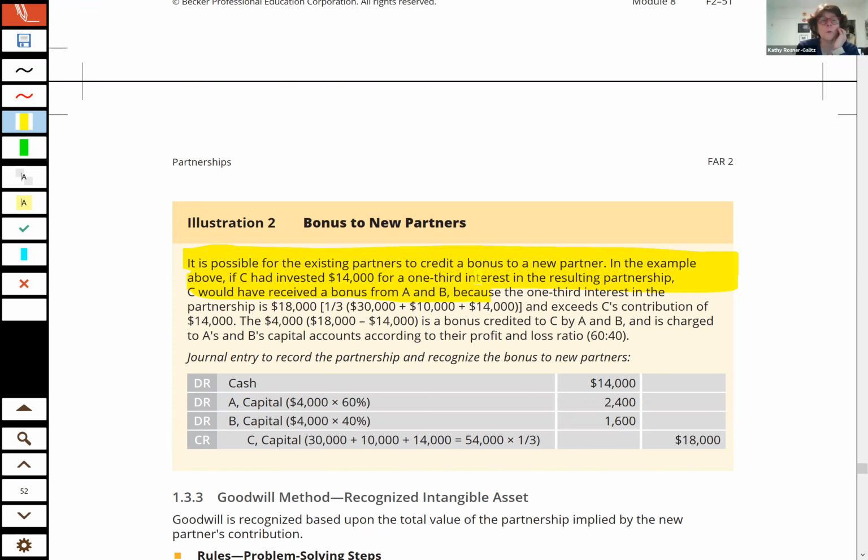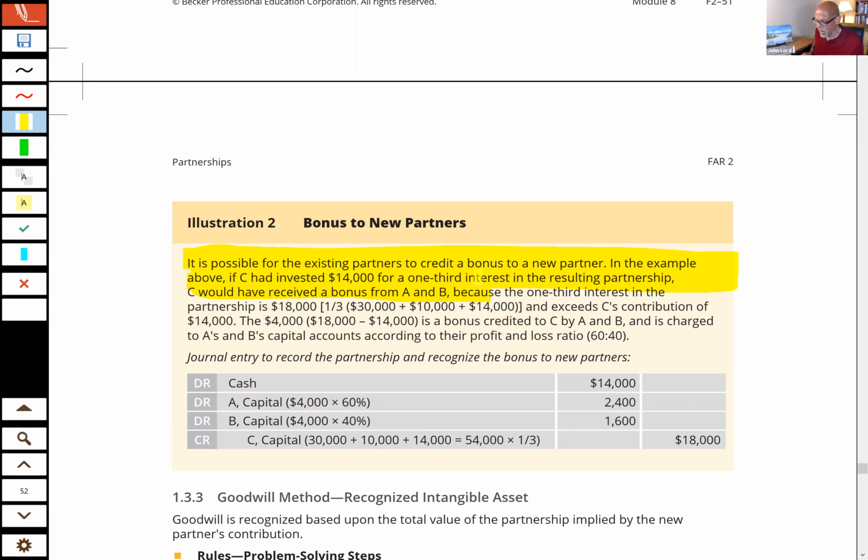I see, bonus is going the other way. Yeah, this is not goodwill yet. This is now the bonus being paid to the new guy. Okay, the bonus is being paid to the new person, and they're paying $14,000 for that.